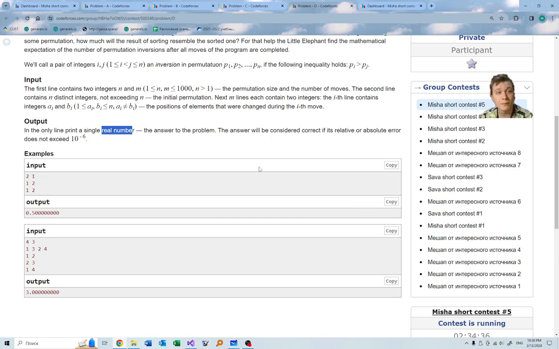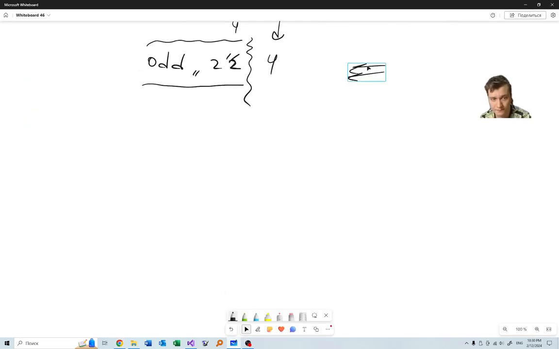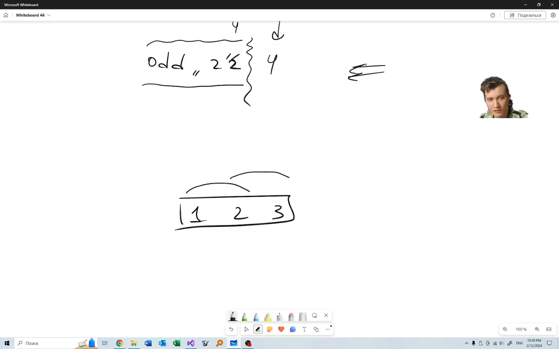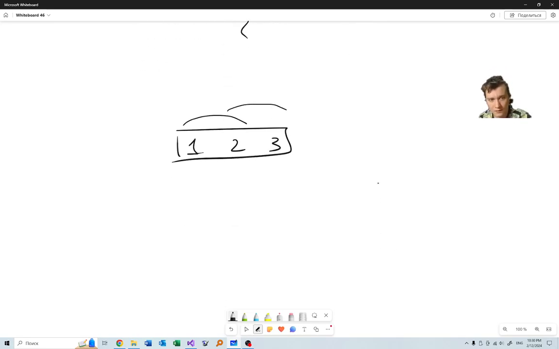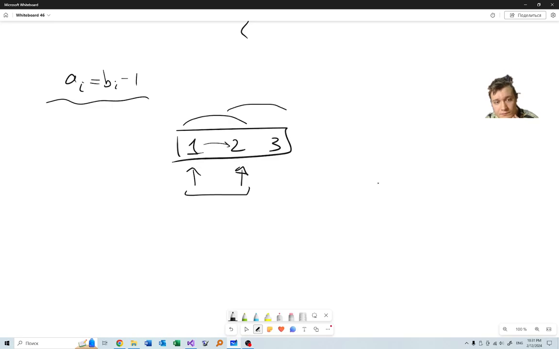Actually, maybe for every pair of elements, we need to find the probability that they were swapped. For example, let's look at the following situation. We have 1, 2, 3. With probability 1/2 we swapped these ones, and with probability 1/2 we swapped these ones. Then, for example, for these two elements, we definitely swapped them exactly once. Actually a_i and b_i can be... Okay, let's not for now solve the problem when a_i equals b_i minus one, always. Okay, so here, we definitely swapped 1 and 2.